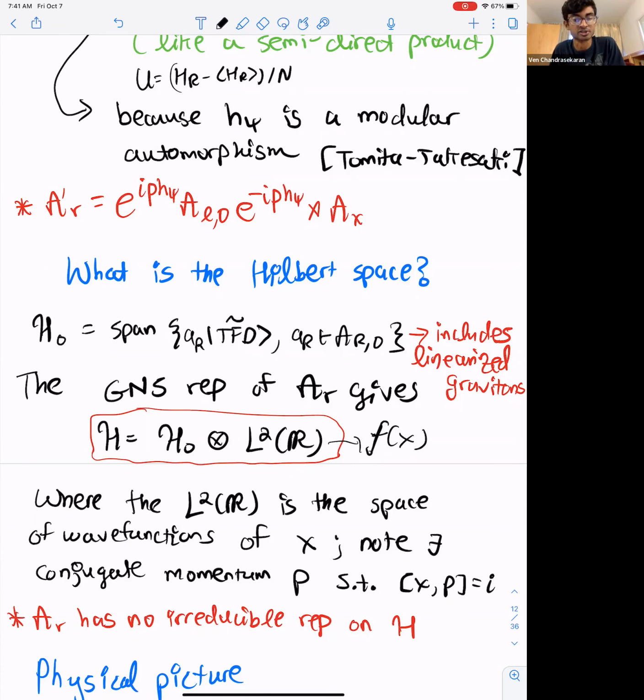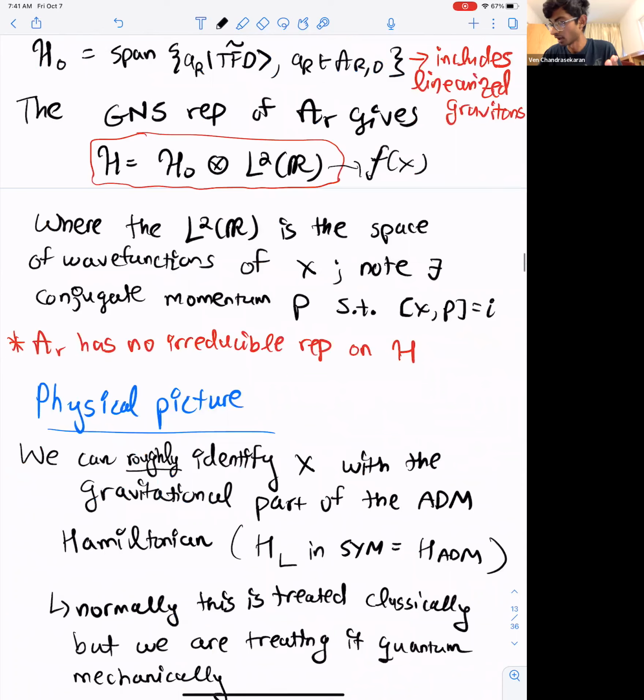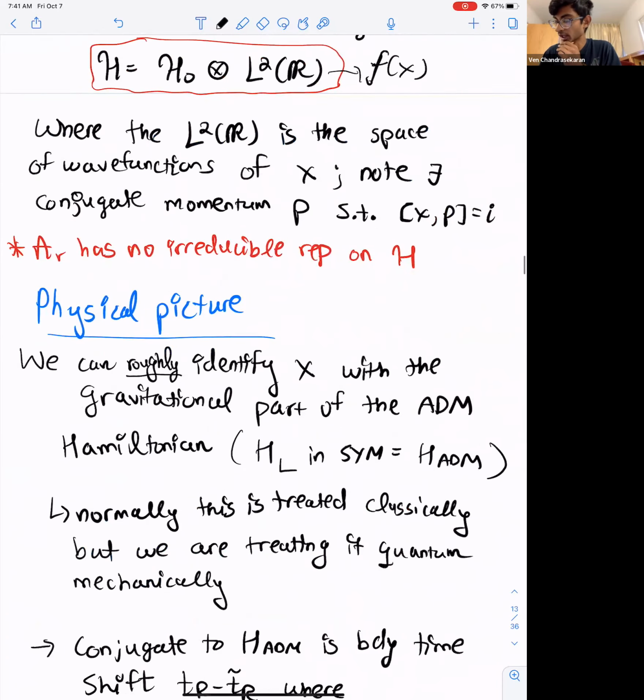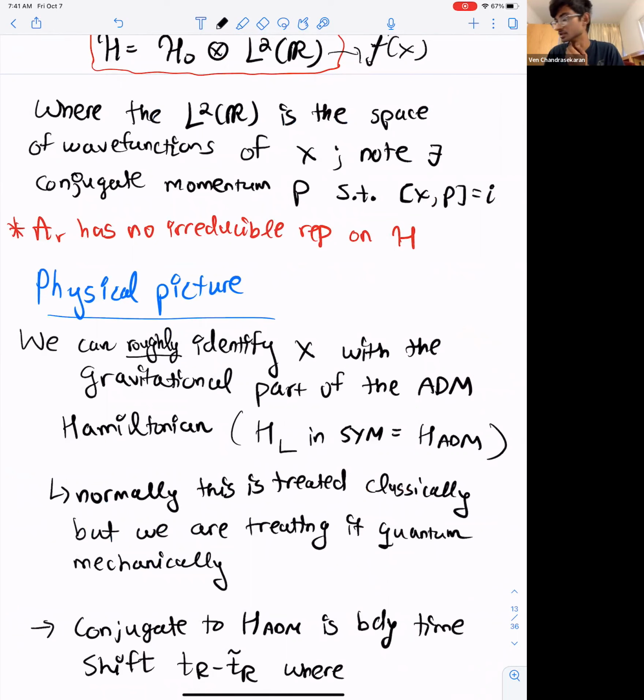So what is the physical picture for this Hilbert space? Like what is actually going on here? What we're doing, as Sandeep just mentioned a few minutes ago, is we are taking the Hamiltonian. If we're just doing this in gravity, normally we treat the ADM Hamiltonian as some classical object. What we're doing is treating it quantum mechanically and dressing all of our quantum states by a time variable, which we're actually treating as a quantum object.